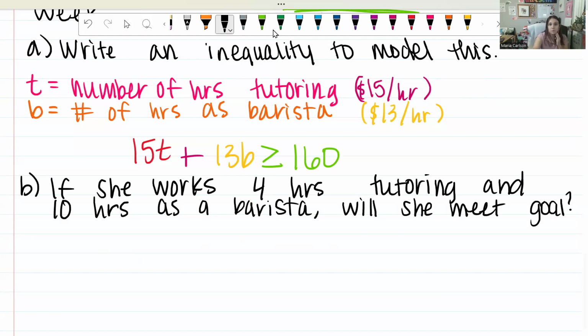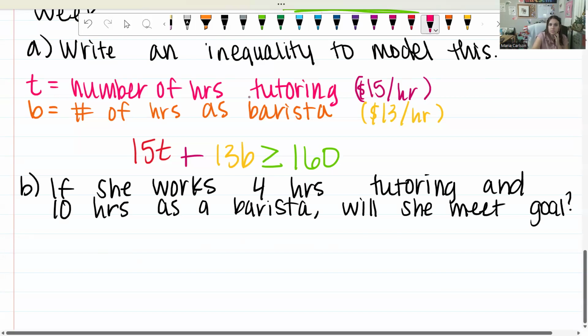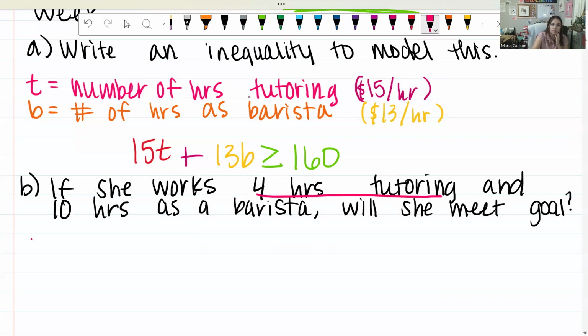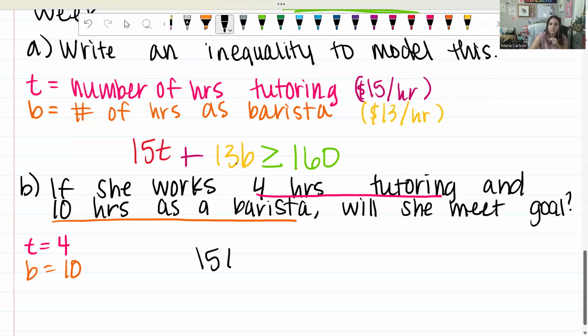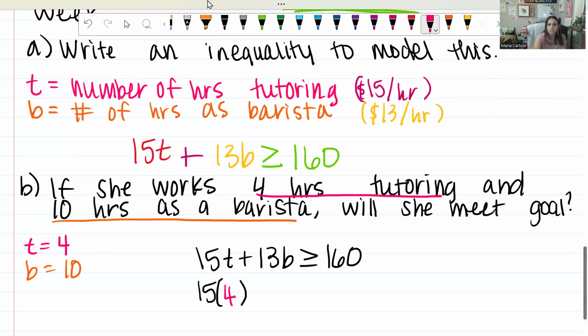So let's see. She's working 4 hours tutoring, so here this means T is 4. So if T is 4 and her hours as a barista is 10, so B is 10, will this work? In my inequality, we had 15T plus 13B needs to be greater than or equal to 160. So now I'm going to substitute in. She's going to make $15 per hour as a tutor. She worked 4 hours as a tutor, plus $13 times the number of hours she worked as a barista, which she worked 10 hours. And that needs to be greater than or equal to 160.